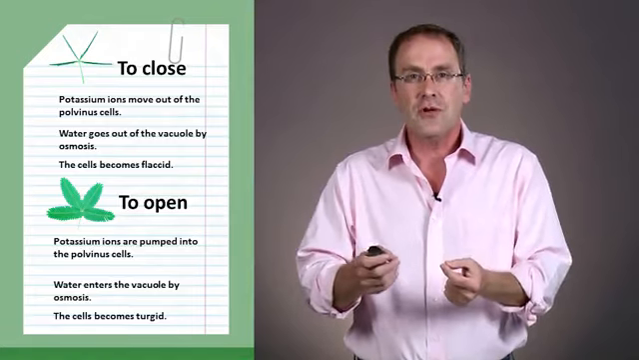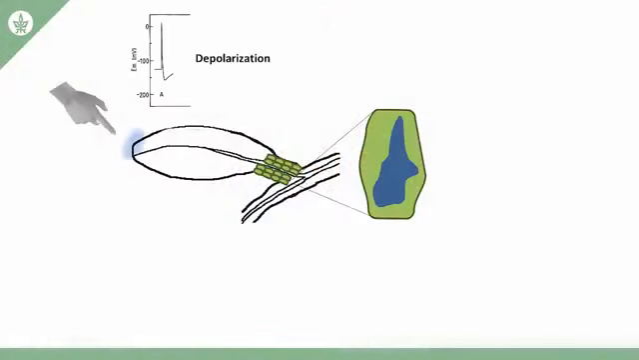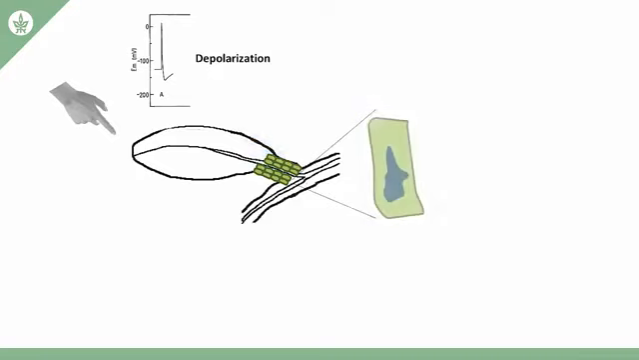What's the signal that is connecting between the touch and the change in the ion concentrations? The signal is electricity. Touching of the leaves causes an action potential, an electrical signal to be transmitted down the leaf to the pulvinus, and it's this electrical signal which leads to a change in the ion concentrations in the pulvinus.